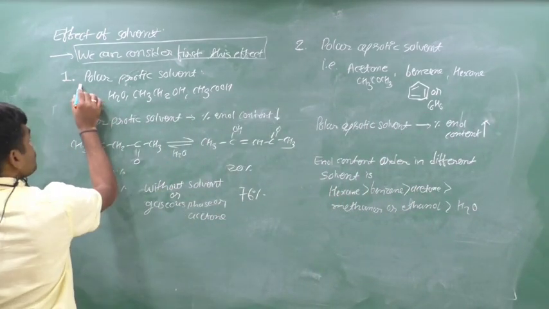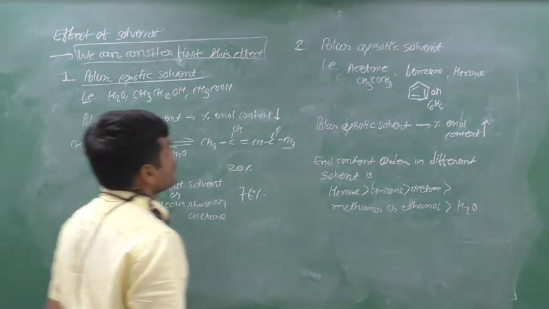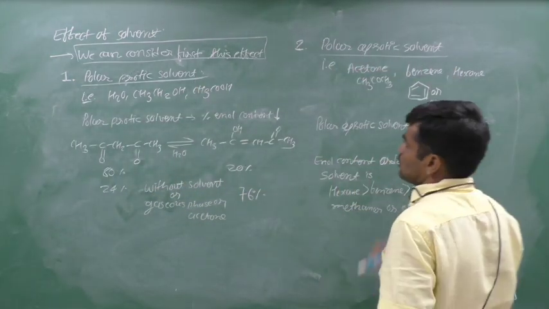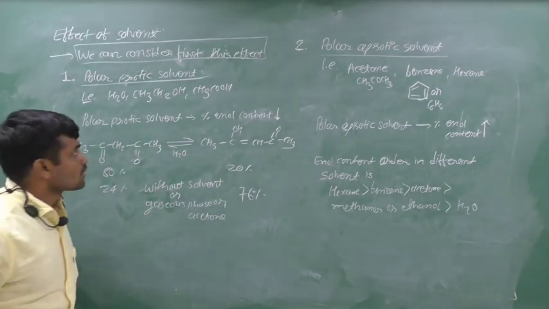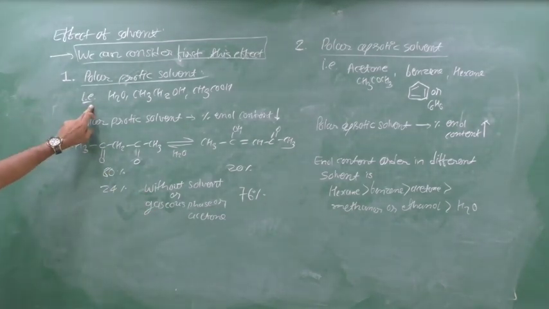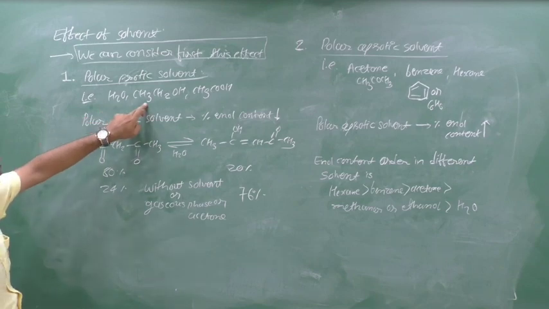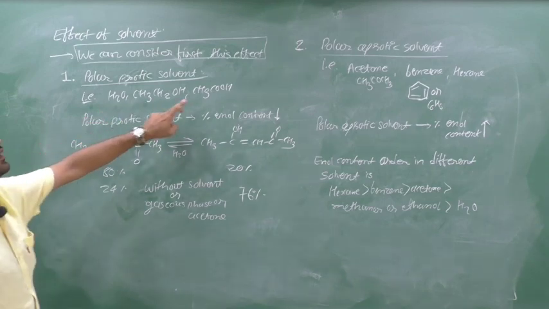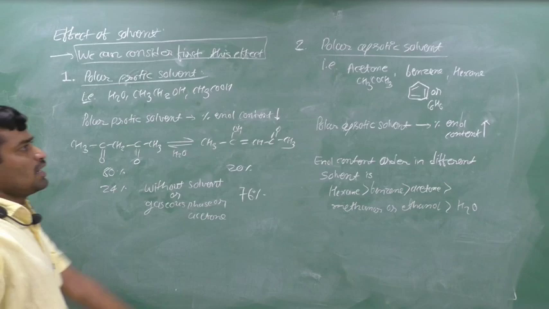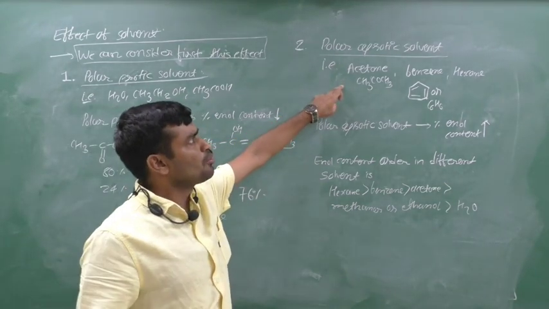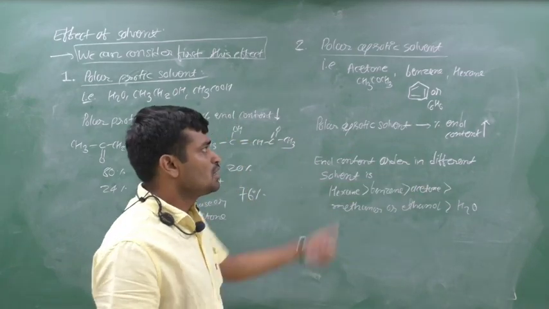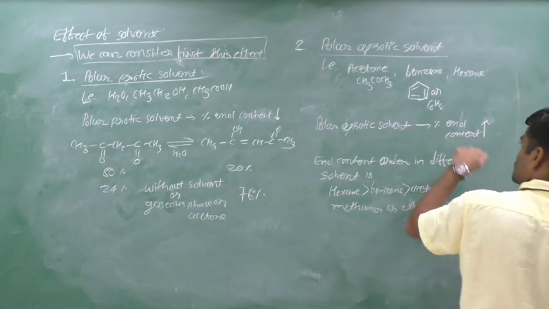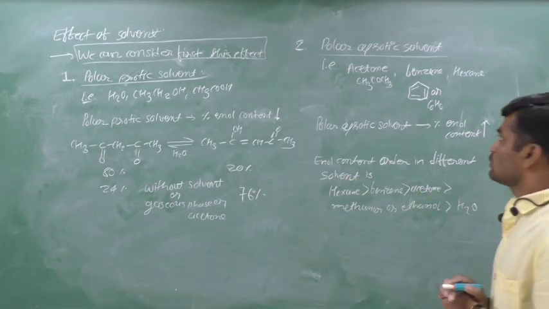There are 2 types of solvent: polar protic solvent and polar aprotic solvent. These are examples of polar protic solvent: H2O, CH3CH2OH meaning ethanol, and acetic acid CH3COOH. And these are examples of polar aprotic solvent: acetone, CH3COCH3, benzene C6H6, and hexane.